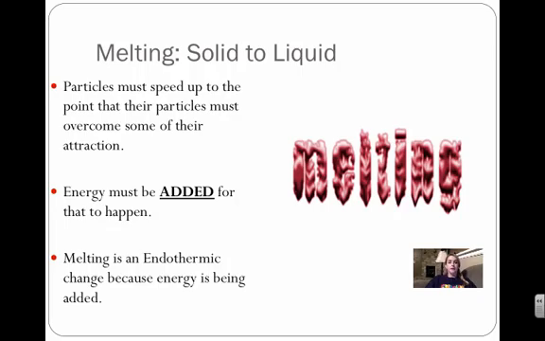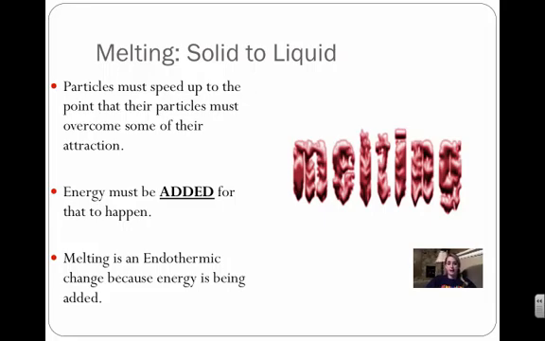All right, the opposite of freezing obviously is melting, solid to a liquid. You can melt a candle when you light it. You can melt butter by putting it in the microwave. You can melt an ice cube by setting it on the counter. Particles must speed up so that they kind of start to slowly roll and tumble over one another. Keep in mind, they're still connected. They're just rolling and tumbling over one another, okay?